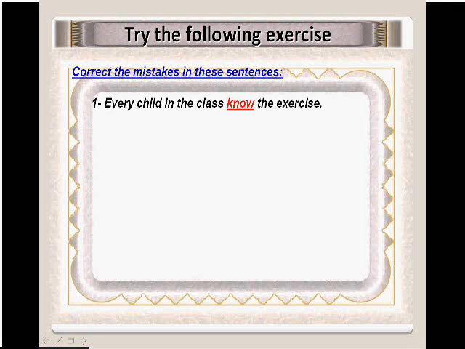Okay, the same kind of exercise, correct the mistake in these sentences. We have every child in the class know the exercise. Every child in the class know the exercise. Take care, we have here the word every. Okay, and here also we have child. So I'm going to give you half of a minute to correct this.